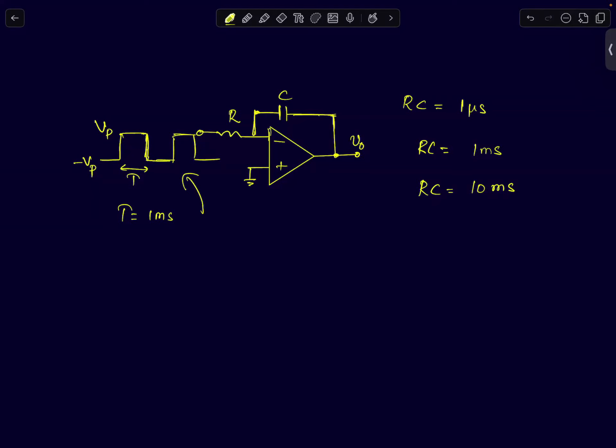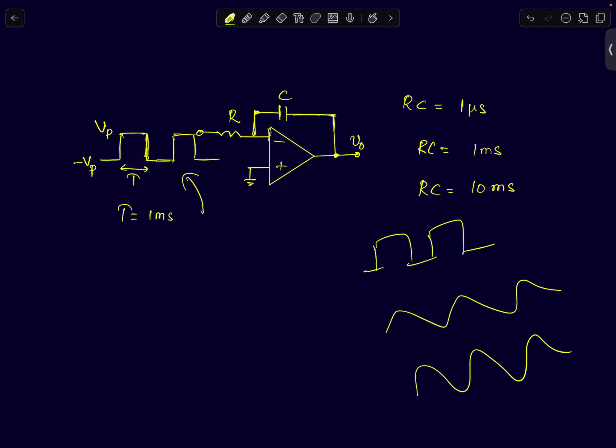Now, where will you encounter such signals? In analog function generators, the signal source generators, which can generate a wide variety of waveforms. It can give you square wave outputs, triangular waves, and sinusoids. So how do you get all this?